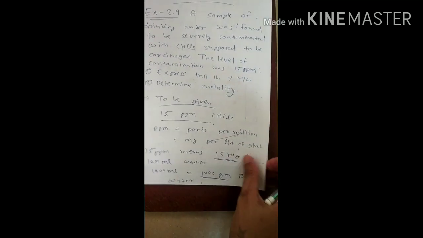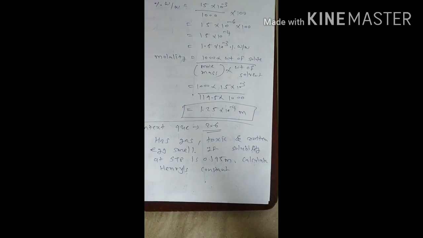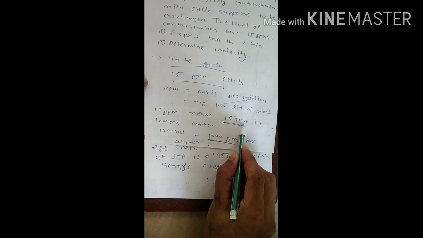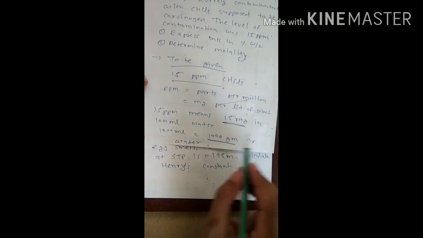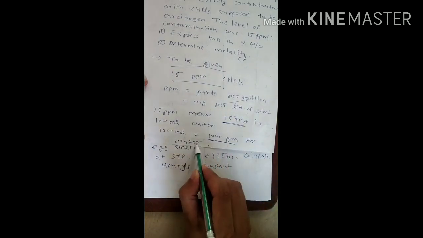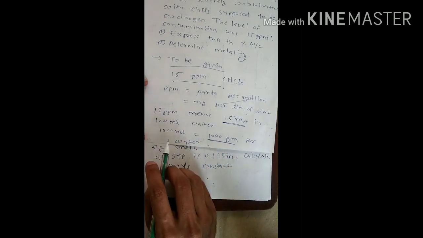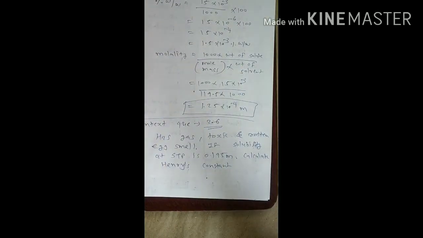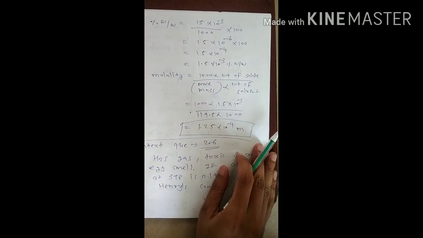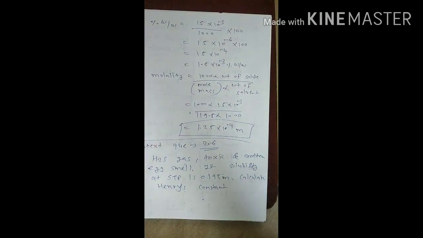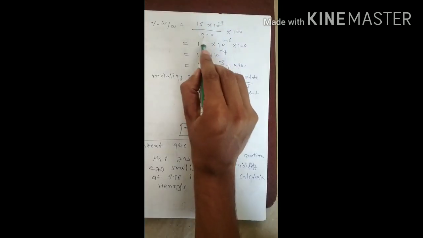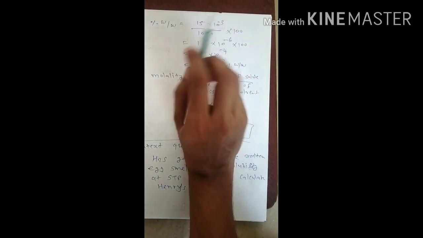So here you can see 15 milligram is the weight of solute, and 1000 gram of water is the weight of solvent. Both weights are found. So first you have to find out percentage weight by weight. What is percentage weight by weight? Weight of solute divided by total weight into 100.